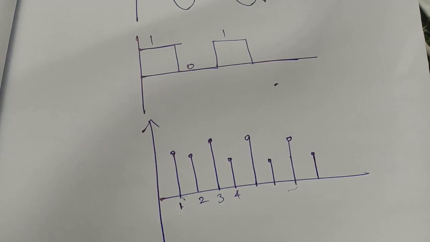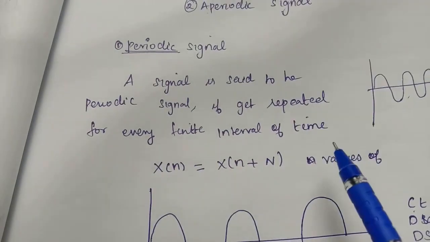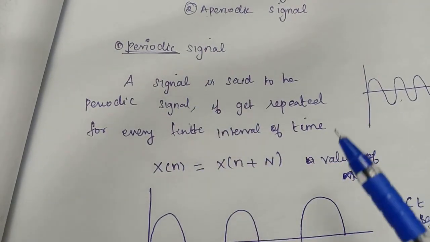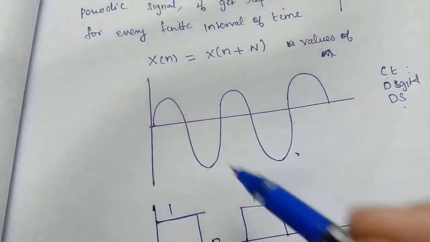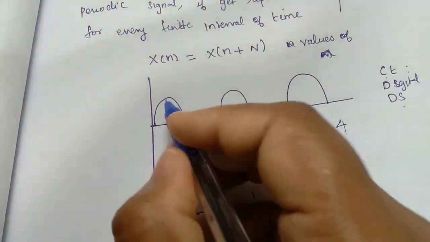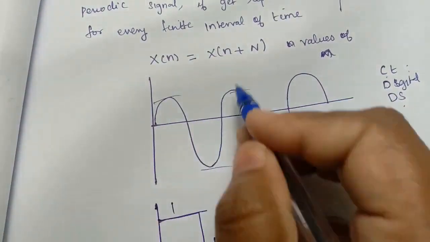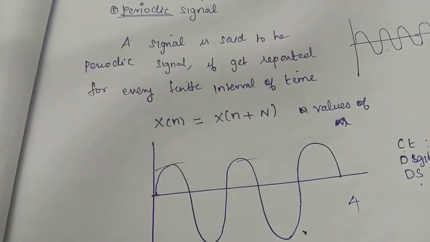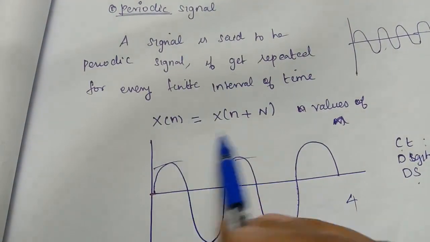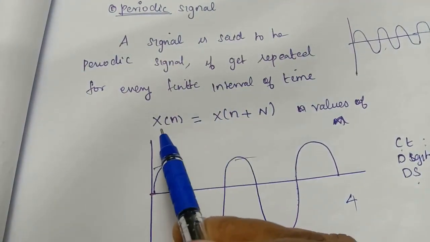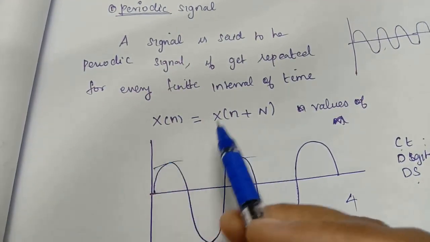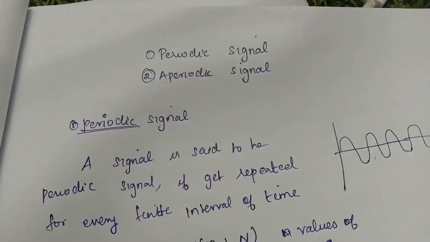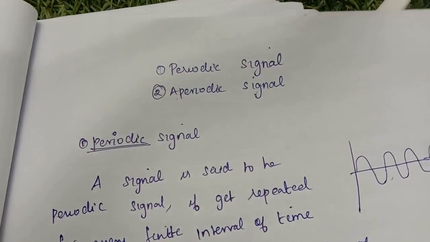Okay, now I have gone through a lot of basic things, and we just continue with our periodic signals. A signal is said to be periodic if it gets repeated for every finite interval of time. So already I said, if you have some height of 4 in this waveform, it will keep on going with a 4. So that is called a periodic signal. Then the signal has to satisfy this equation, that means x of n is equal to x of n plus N. When it is equal, we can say it is a periodic signal. And then we are going for the aperiodic signal.